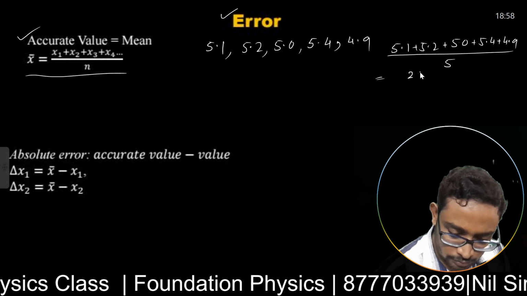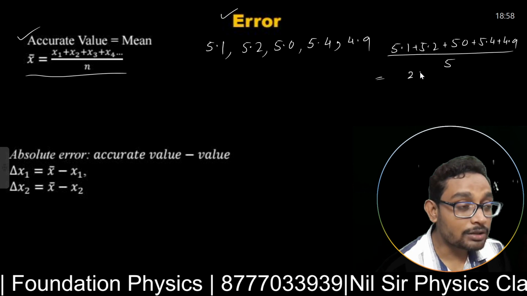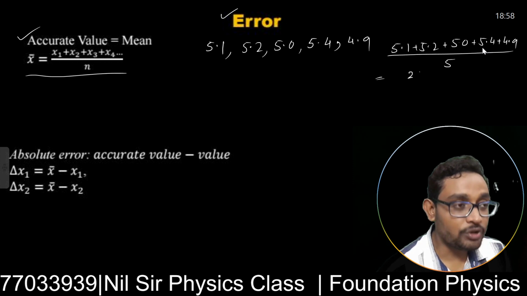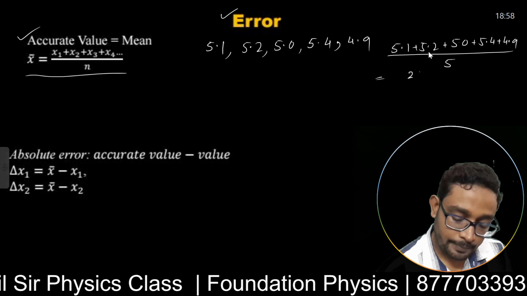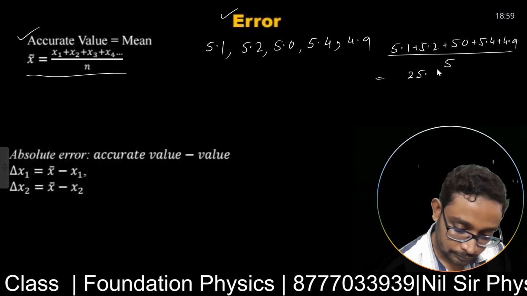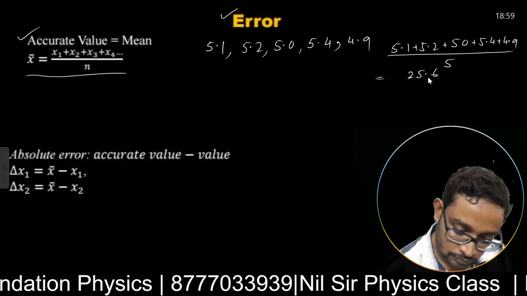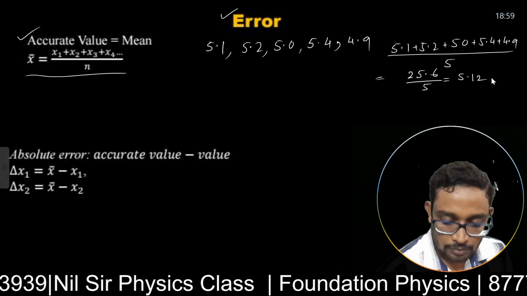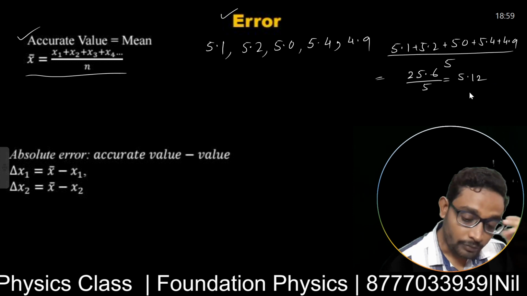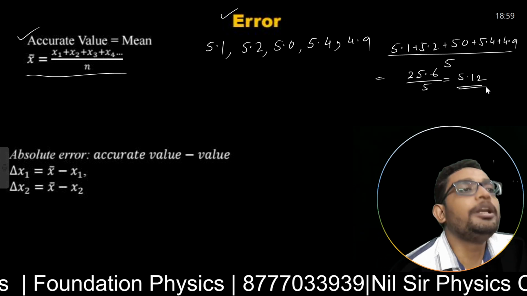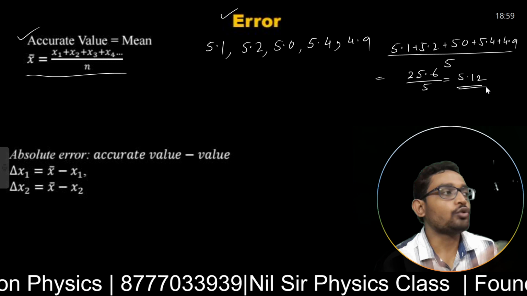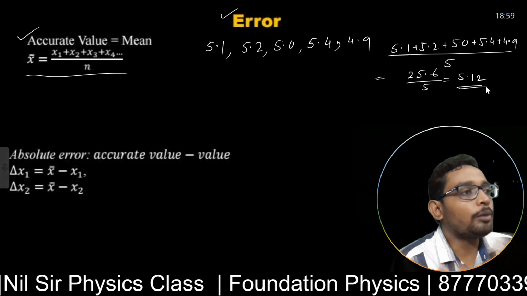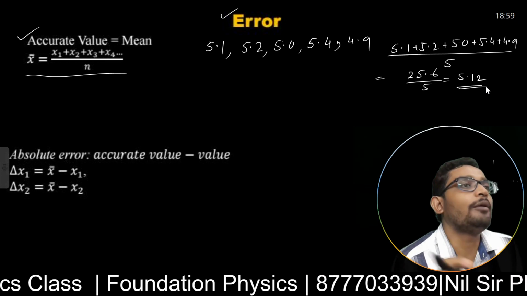The sum is 24.6, divided by 5 gives 5.12. Right now, so this will be your accurate value, or mean of your measurement. Okay, so that's why when we perform any experiment in laboratories, we actually take lots of measurements so that we can minimize our error.